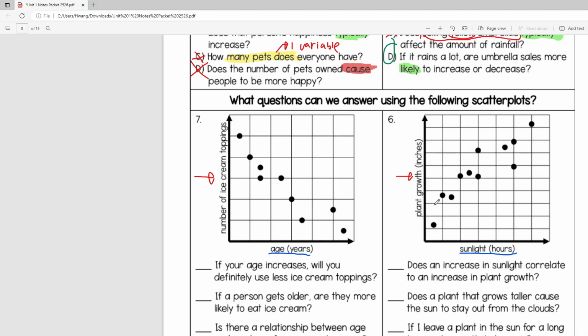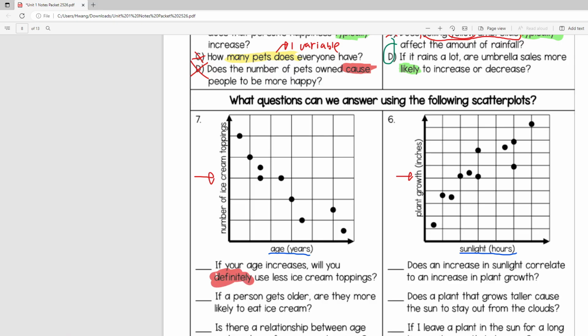Now, let's answer those questions. If this is my scatter plot, what kind of questions can we think of? What are the good questions? Let's read the first one. If your age increases, will you definitely use less ice cream toppings? Again, what do you guys see?